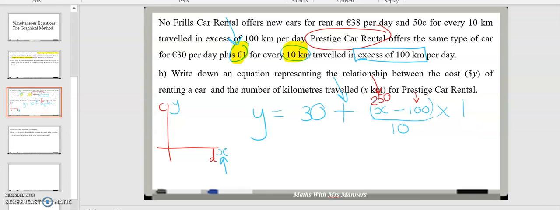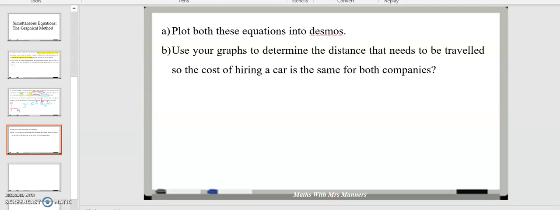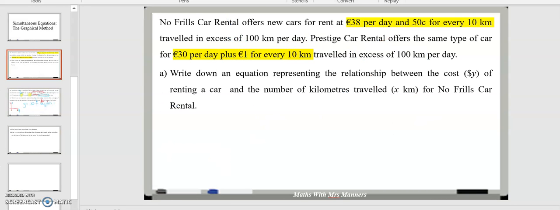We're going to now repeat this process, but we're going to do it with the other journey. I've skipped a slide, that's why. All right, never mind. We're going to look at No Frills Car Rental.